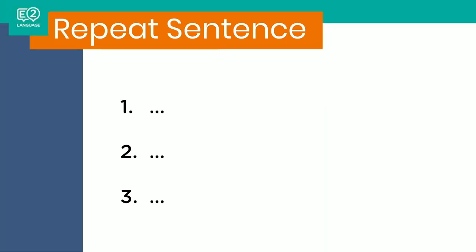The first thing we're going to do before we begin looking at the PTE science of speaking is some repeat sentence practice. Ready? I want you to repeat after me in 3, 2, 1. I had an egg for breakfast. Number 2, in 3, 2, 1. I had to give up my social life. Number 3, in 3, 2, 1. I used to believe in ghosts.